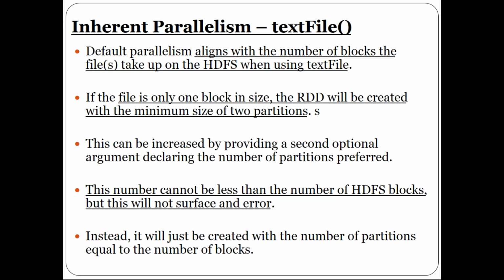Now if the file is only 1 block in size, the RDD will be created with a minimum of 2 partitions. That's what I told you also. The minimum will be 2 partitions. Now, this can be increased by providing a second optional argument declaring the number of partitions preferred. I'll show you that. This number cannot be less than the number of HDFS blocks. If you have 3 HDFS blocks, your partitions cannot be 1. It should be at least 3 or more than 3. However, this will not surface an error, but it will badly influence your Spark performance. In this way, it will just create a number of partitions equal to the number of blocks. That is the minimum requirement.